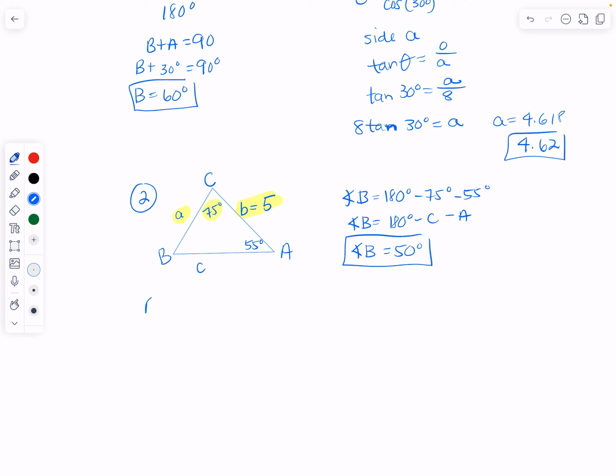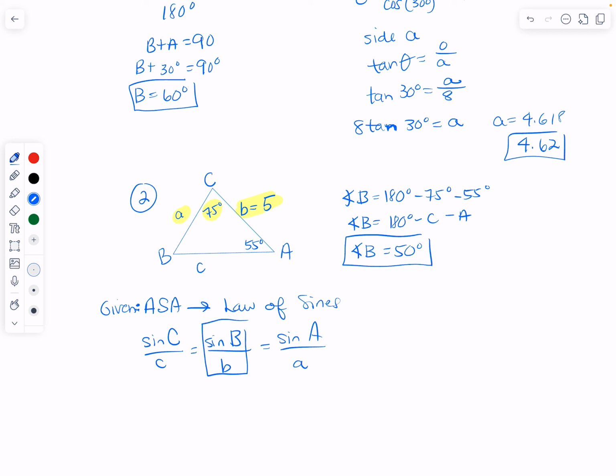I see that this is a case of angle, side, angle. That's what's given. So therefore, it's not SSA, so I know I have to use law of sines. Okay, so law of sines says sine of angle C over C equals sine of angle B over B, and it equals sine of angle A over A. Okay, I know angle B now, and I know side B, so I can use this piece of it.